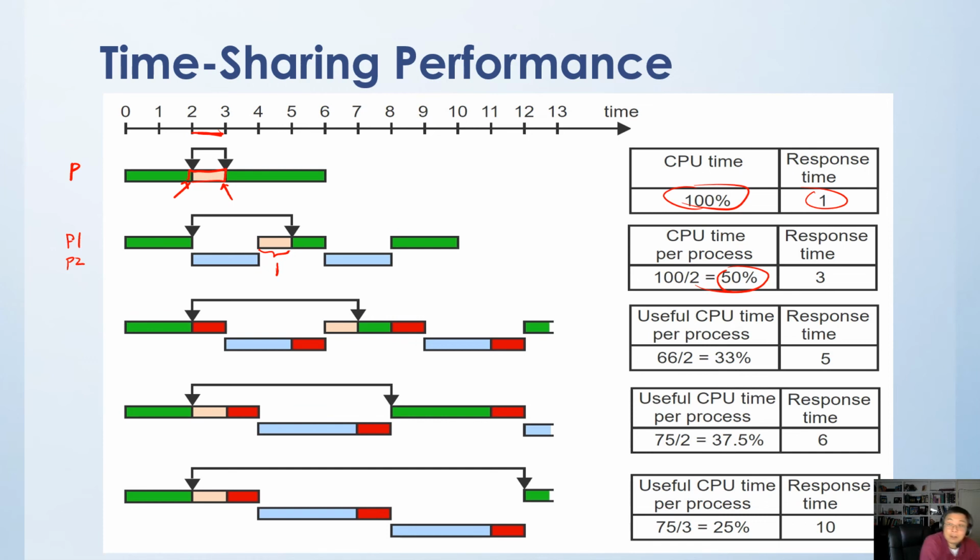But now the first process experiences two additional units of response delay. During this time, process 1 has to wait. So that's 2 additional time for P1. P1 experiences a response time of 1, but it will experience 2 additional time. So the total response time is going to be 3.